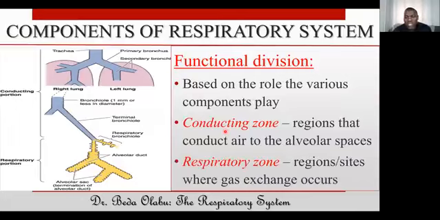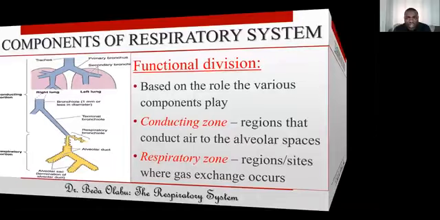Then there are those structures which participate in gas exchange. The structures that participate in gas exchange belong to the respiratory zone. So we talk of the conducting zone and the respiratory zone. The conducting zone just conducts air to the alveolar spaces. The respiratory zone participates in gas exchange. We will be looking at the different structures that constitute each of those two categories. So that's how the components of the respiratory system are divided.